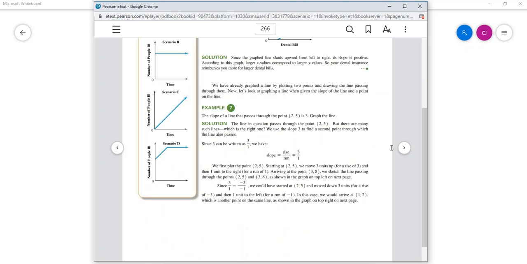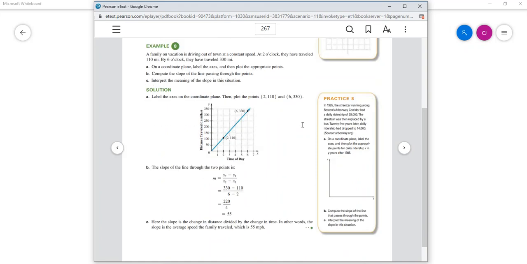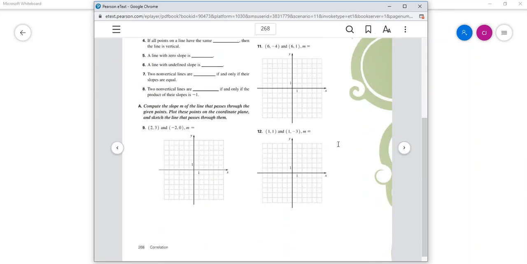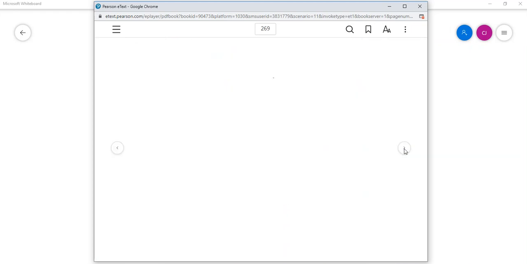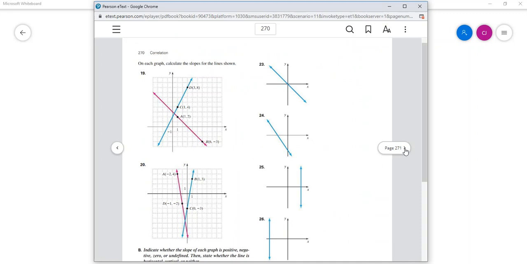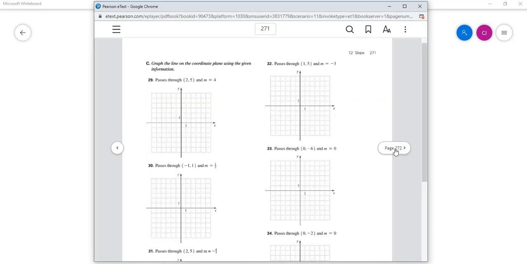Okay, let's look at another example here. Time of day, distance traveled. Well, as the time of day increases, the distance traveled also increases. And we'll get to this a little bit more, and I think that's it for section 7.2 in your book.